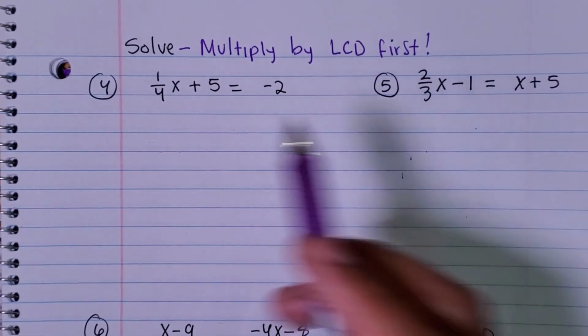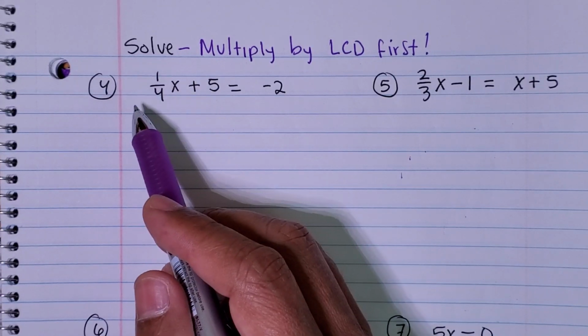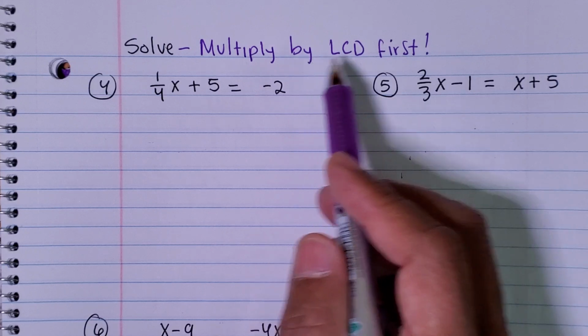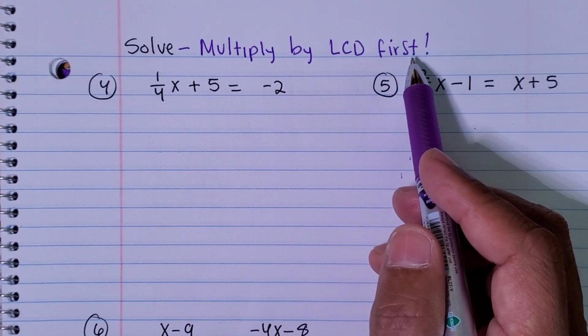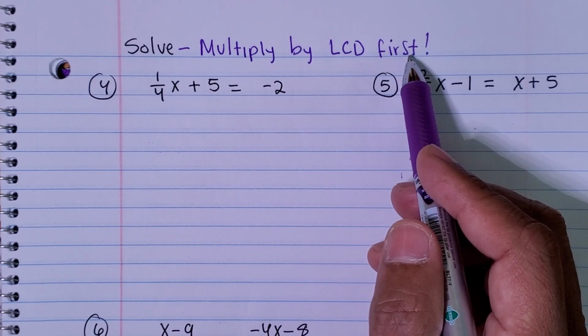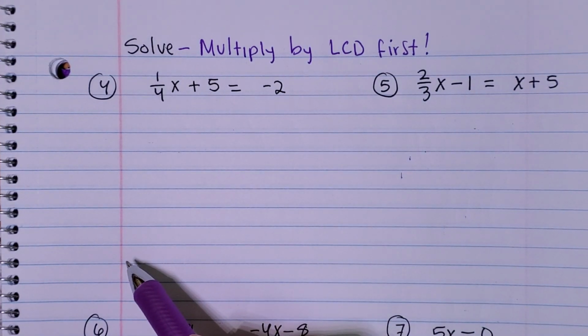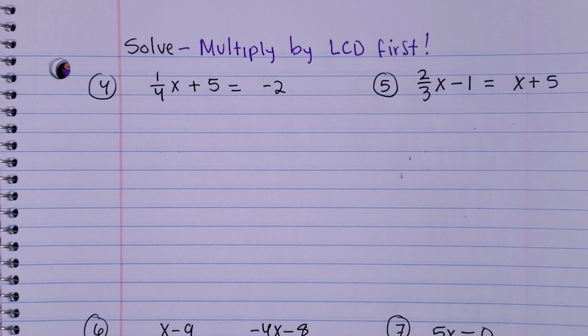Okay, so watch, this one says solve. So we just did solving on the previous page, the last 3 examples. And now we're going to multiply by LCD first. Now, there's a reason I'm telling you to do this, because this will make it easier. Okay, whenever you have a fraction in an equation, you want to try to make it as easy as possible for yourself to be able to solve the equation in the least amount of time possible.